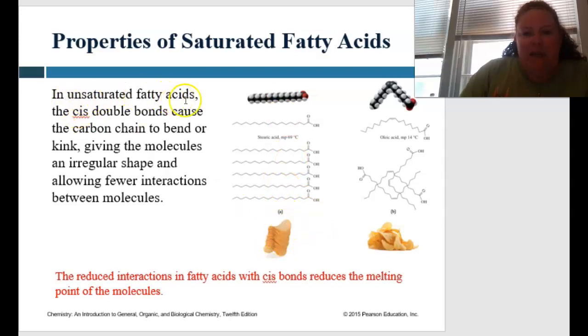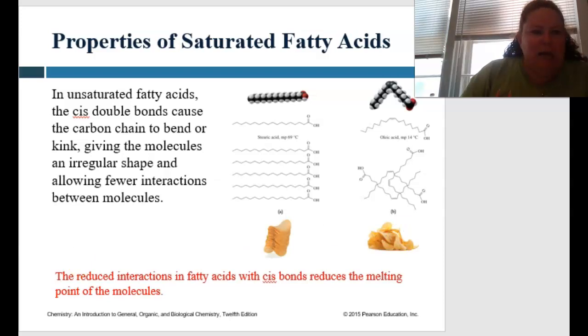In unsaturated fatty acids, on the other hand, the cis double bonds are going to cause the carbons to bend or kink, making them act as if they didn't have a double bond when they actually do. That gives the molecules an irregular shape and allows for fewer interactions between molecules. The reduced interactions in fatty acids with cis double bonds reduce the melting point of the molecule, because cis is on the same side, causing it to kink. Therefore, it's going to melt easier.